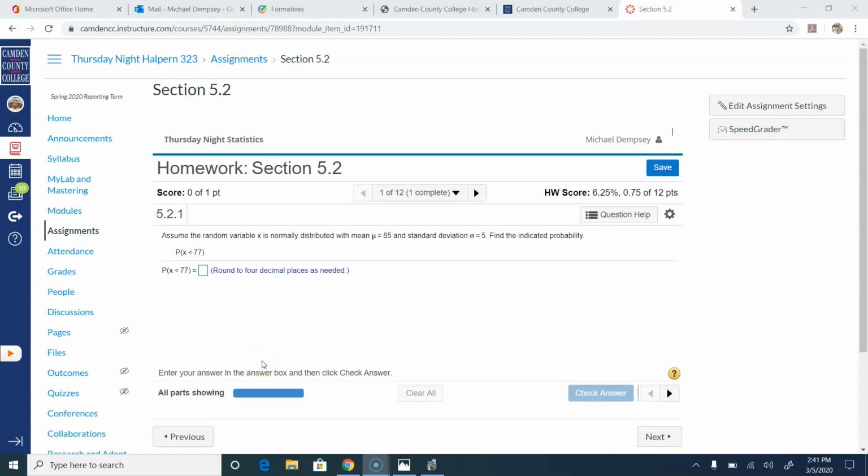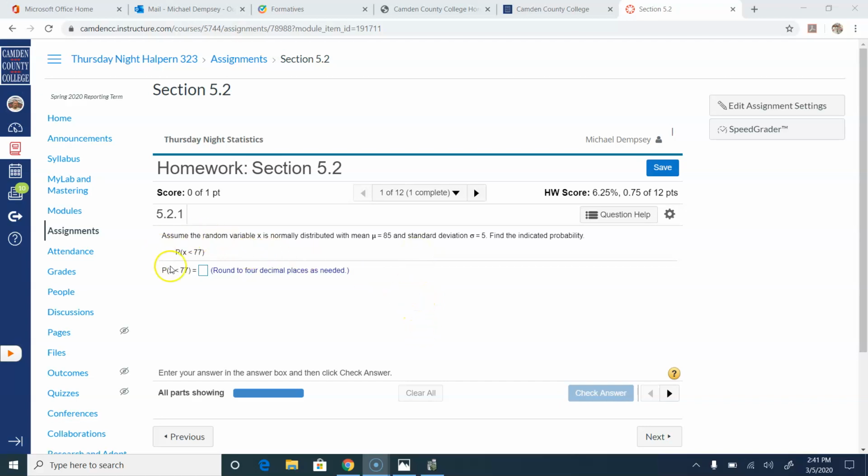Okay, so section 5.2 is going to be more normal CDF. Just the new wrinkle here is that instead of this always being the standard normal distribution, it could have any mean and standard deviation. So it's not always a mean of 0 and standard deviation of 1. But it functions really the same way.